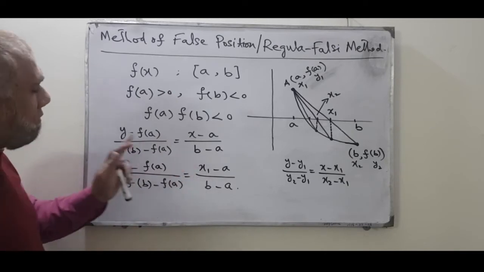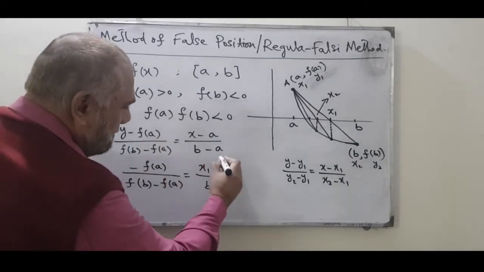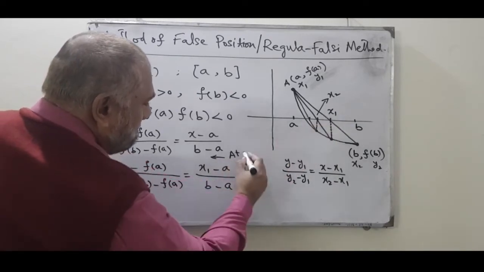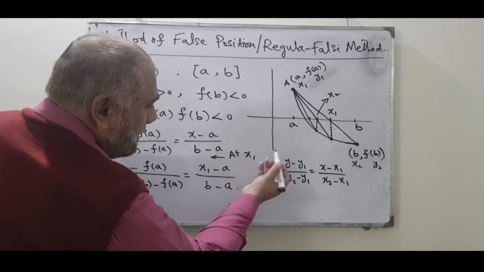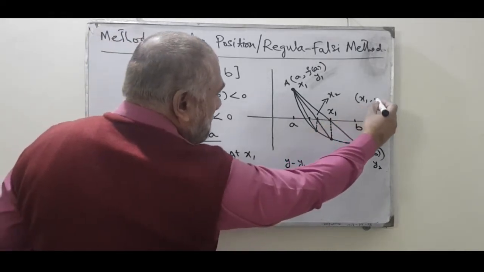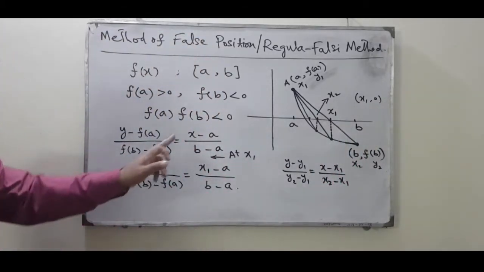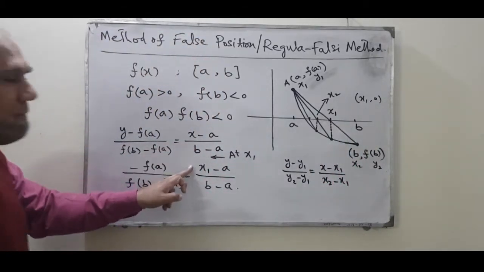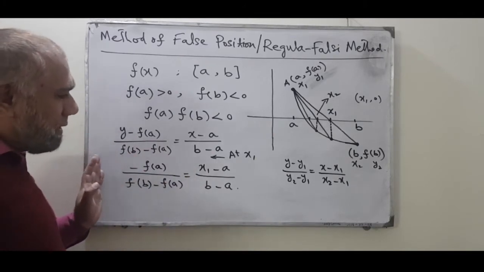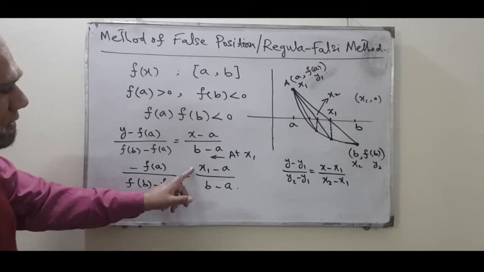Why did I put y equals 0 and x equals x1? At the location of x1, the coordinates of this point will be x1 and 0. So the x coordinate will be x1 and the y coordinate will be 0. So x will be replaced by x1 and y will be 0, and y has been eliminated. Now you have to solve this equation for x1.